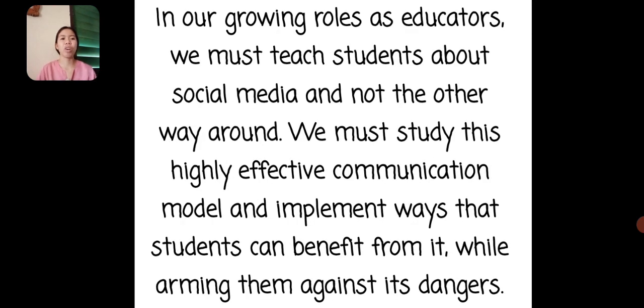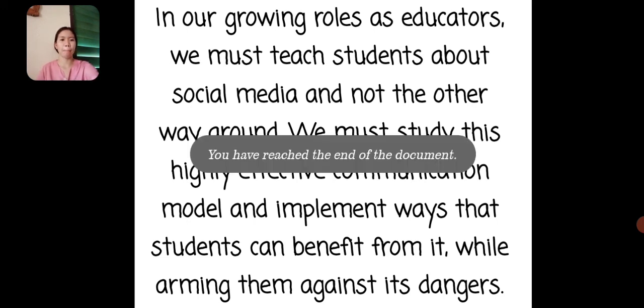In our growing roles as educators, we must teach students about social media and not the other way around. We must study this highly effective communication model and implement ways that students can benefit from it while arming them against its dangers. That would be all.